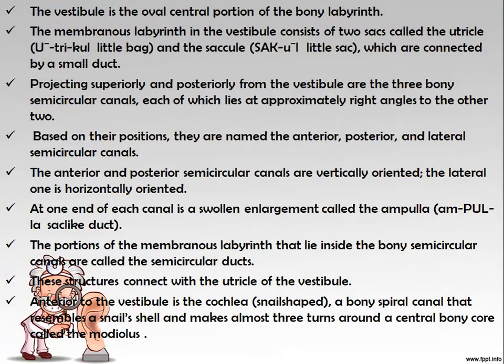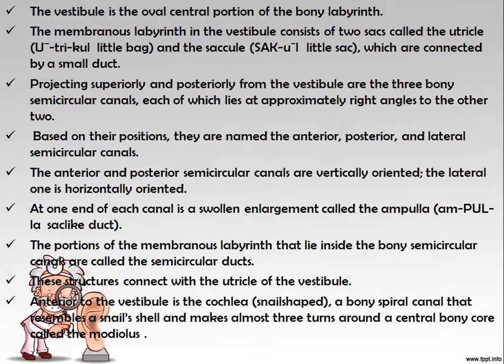At one end of each canal is a swollen enlargement called the ampulla. This ampulla is a sac-like duct. The portion of the membranous labyrinth that lies inside the bony semicircular canal is called the semicircular duct. This structure connects with the utricle of the vestibule.